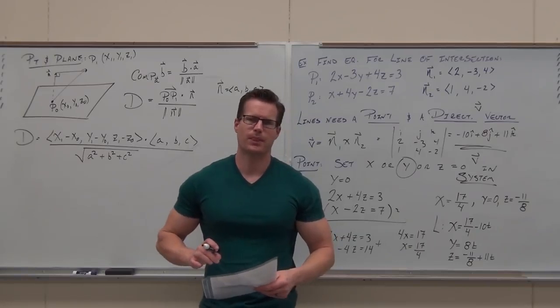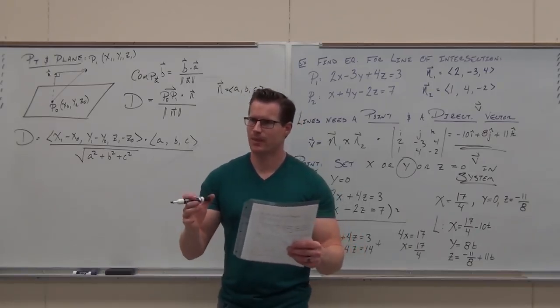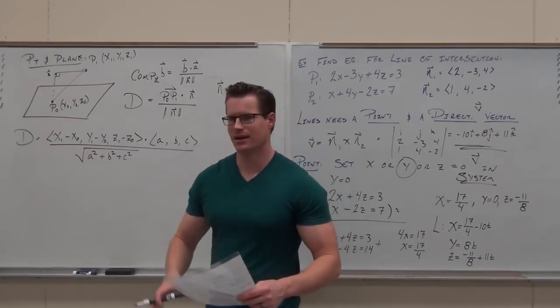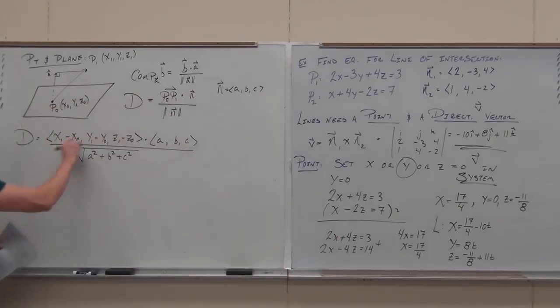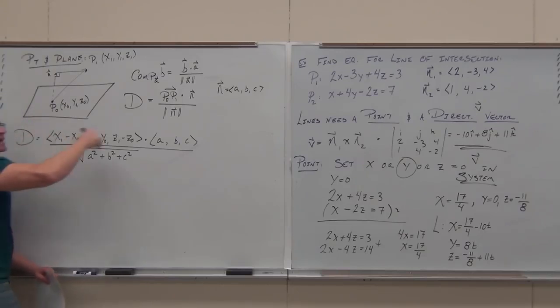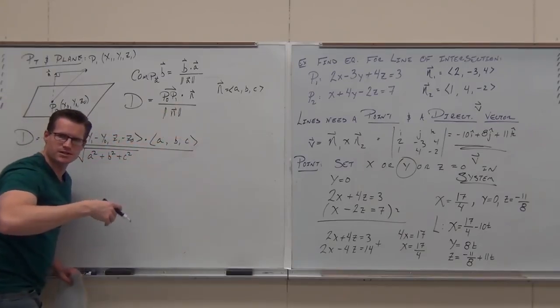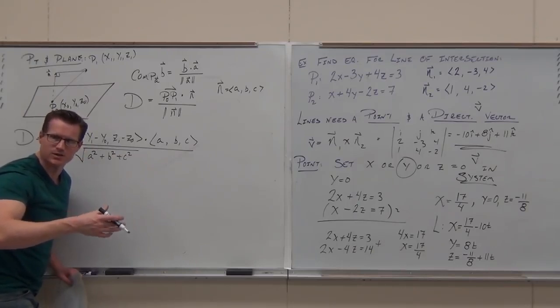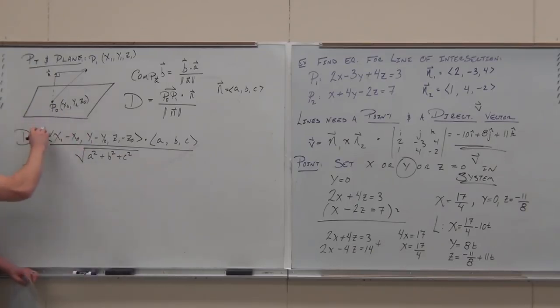This is the cool part. You're going to miss it if you blink. It's pretty darn neat. If you dot product this, I'm going to do one more thing here in a second. I'm going to add some absolute values because we never want our distances to be negative. That's all that's going to do.